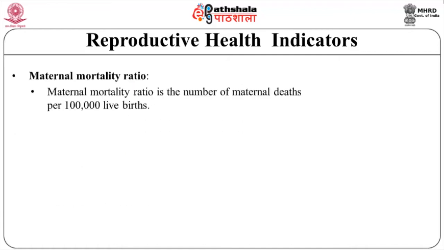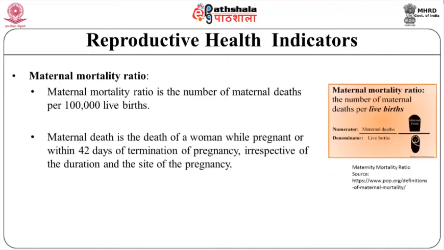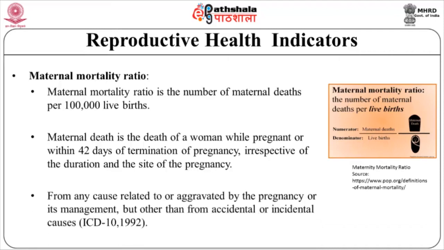The next indicator is the maternal mortality ratio. Maternal mortality ratio is the number of maternal deaths per 1 lakh live births. Maternal death is the death of a woman while pregnant or within 42 days of the termination of the pregnancy, irrespective of the duration and the site of the pregnancy, from any cause related to or aggravated by the pregnancy or its management, but not from accidental or incidental causes, that is ICDs.